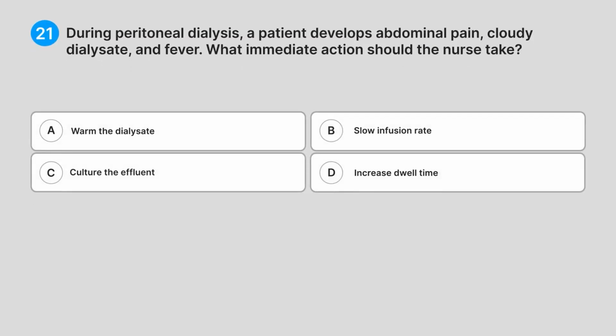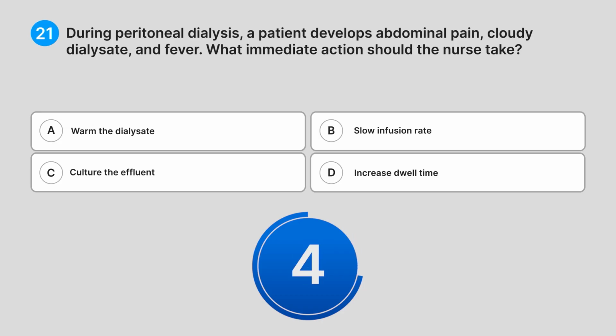21. During peritoneal dialysis, a patient develops abdominal pain, cloudy dialysate, and fever. What immediate action should the nurse take? A. Warm the dialysate. B. Slow infusion rate. C. Culture the effluent. D. Increase dwell time. Can you guess the answer?